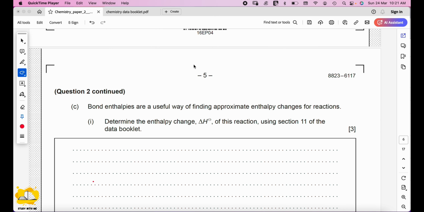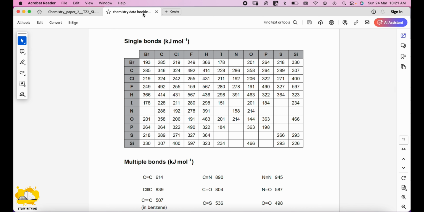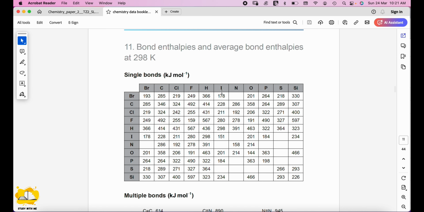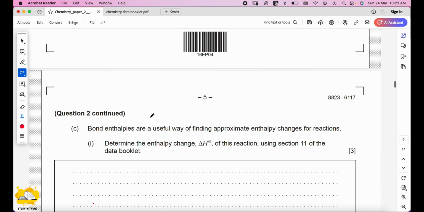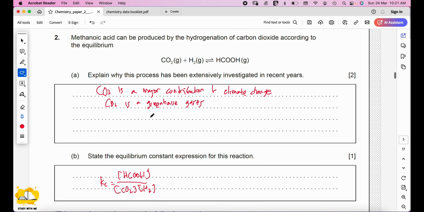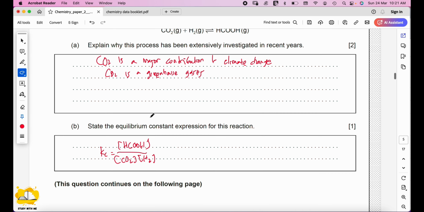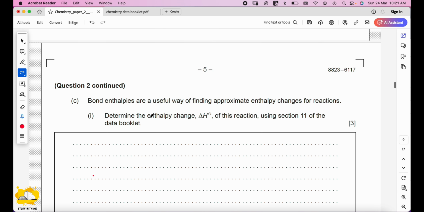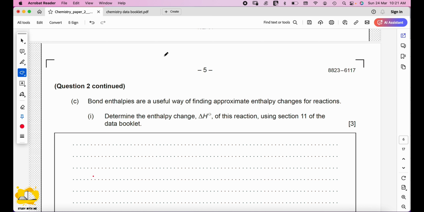Okay, for the next question, bond enthalpies are a useful way of finding approximate enthalpy changes for reactions. To determine the enthalpy change, you need to use section 11 of the data booklet, which is the average bond enthalpies. So let's refer back to the reaction: CO2 plus H2 producing HCOOH. So let me write it down here.